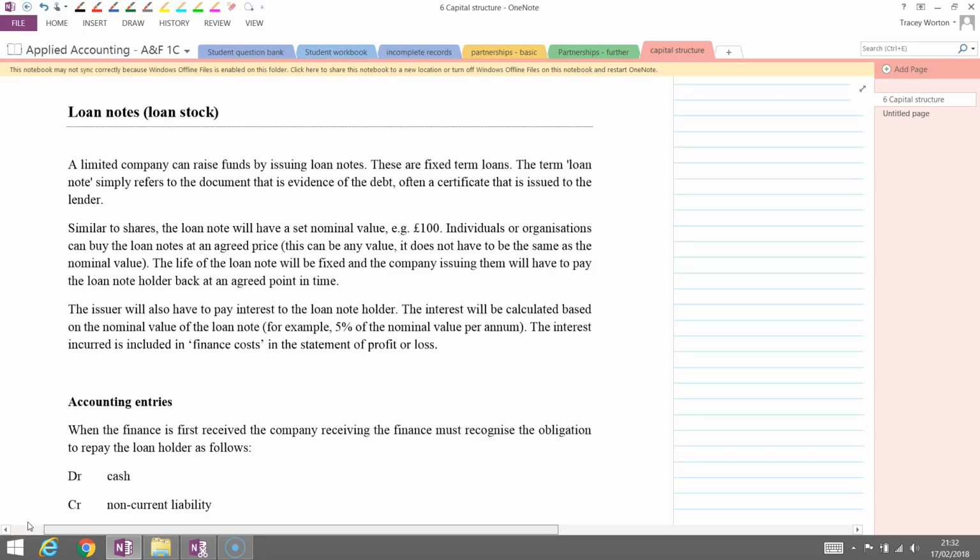So another type of financing that a company could have would be loan notes or loan stock. Bonds and debentures all mean the same sort of thing. A limited company can raise funds by issuing these loan notes.